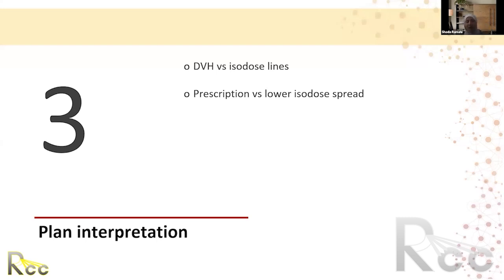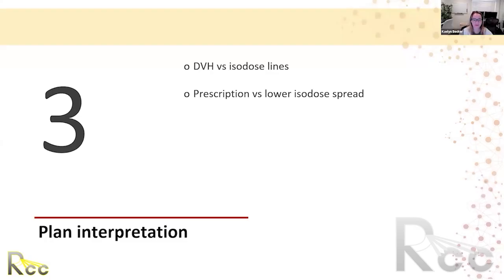Now I have to switch back to the clinical screen, but does anyone want to tell us what they do in the clinic, especially those who already switched to doing 3D planning? You could raise your hand or type in the chat. Which one is more important, DVH or isodose line? And how do you start? Do you start by looking at the DVH, or do you start by looking at the plan itself? And do you worry about 50% or 30% spread? Anything in the chat or raise your hand?